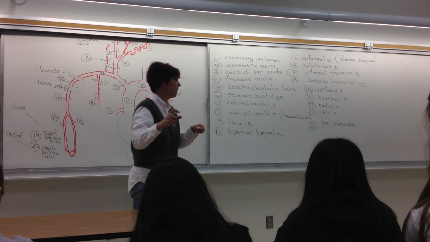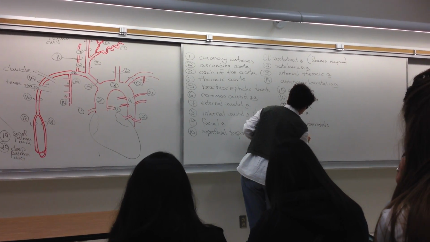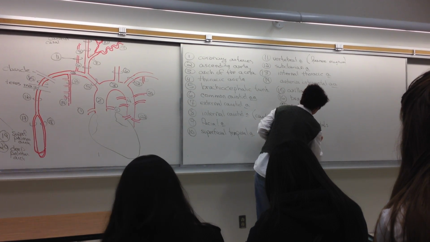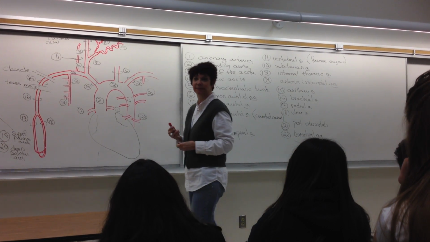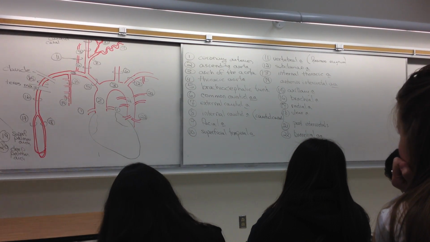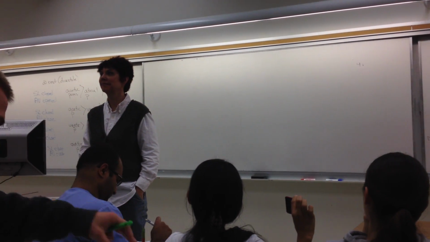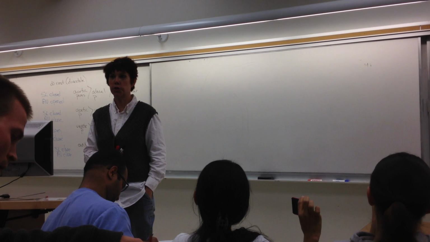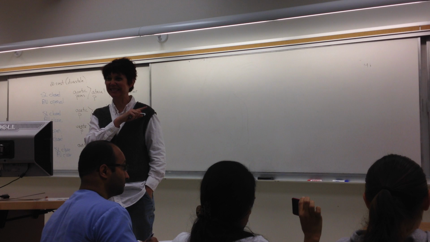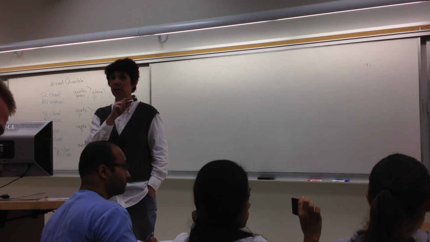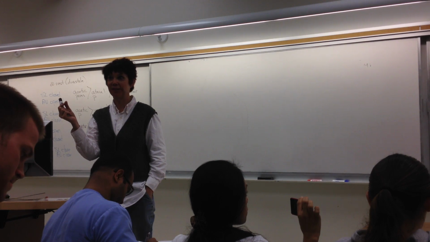This question will be on the exam, so listen up. What vessel transports oxygenated blood to the lungs? Oxygenated blood to the lungs. I just drew it on the board. Bronchial arteries. Pulmonary arteries are transporting to the lung, but it's not oxygenated.